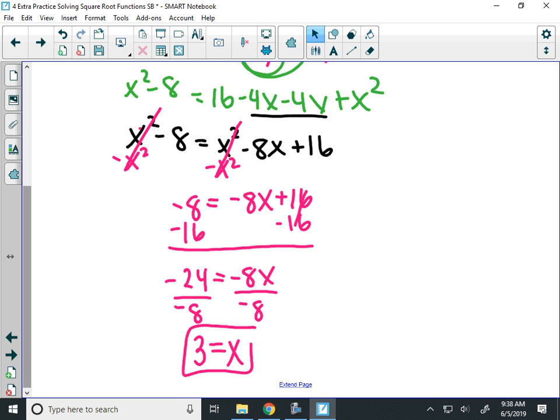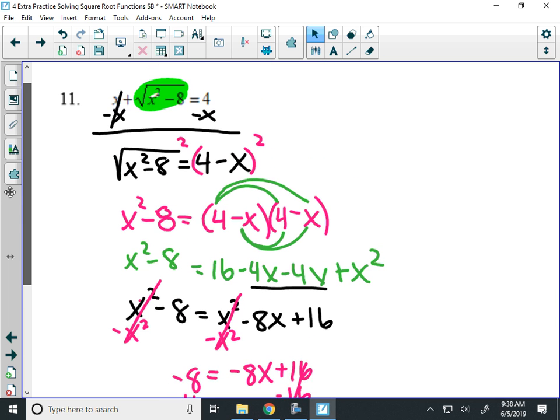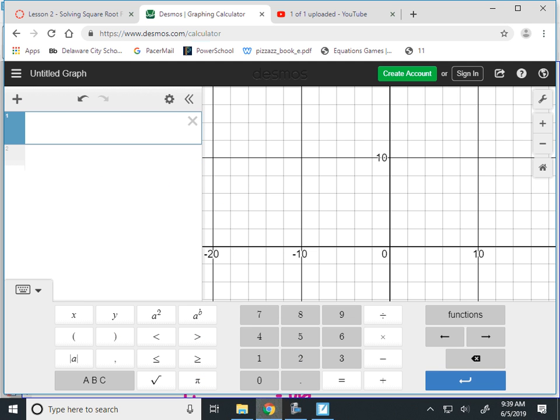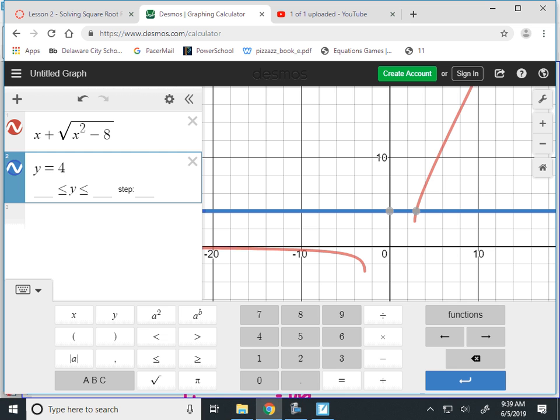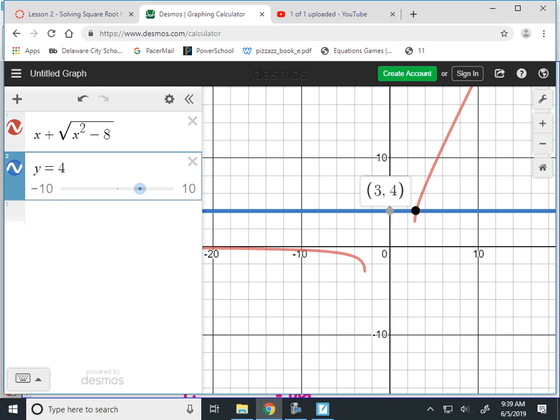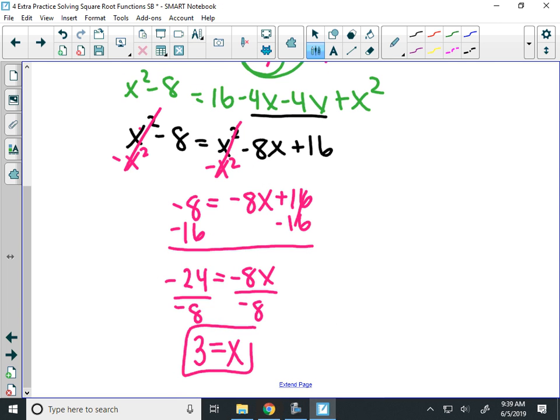Let's check our answer. I'm going to type 3 in for x, or I'll graph this one. Let's see. So I will have x plus the square root of x squared minus 8. And I want to know where that's equal to 4. Looks like I have one cross. That's a really cool graph, by the way. But it looks like x equals 3 is the solution where those are equal. So that's why x equals 3 is an answer. No extraneous there.